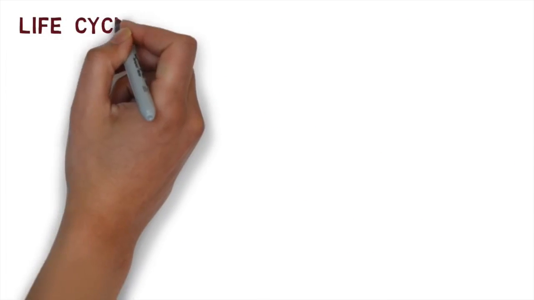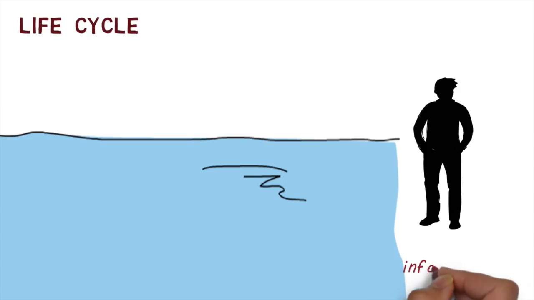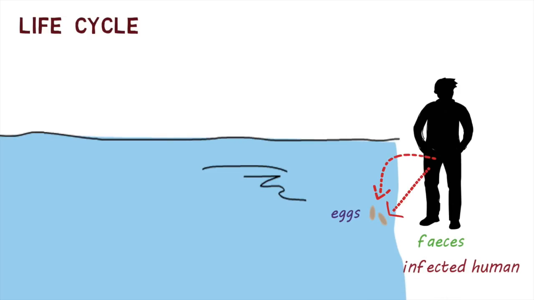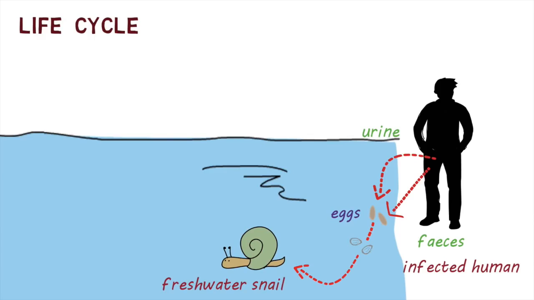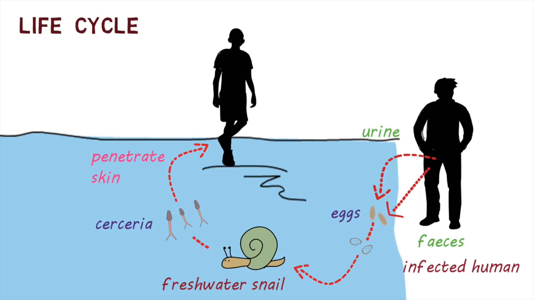Let's have a look at their life cycle. Infected humans pass schistosome eggs through their feces or urine into fresh water. These eggs then hatch into larvae and infect certain species of snails. After a period of development in the snail, they're released back into the water in a form called cercariae. The cercariae swim and penetrate the skin of a human who is using the water.